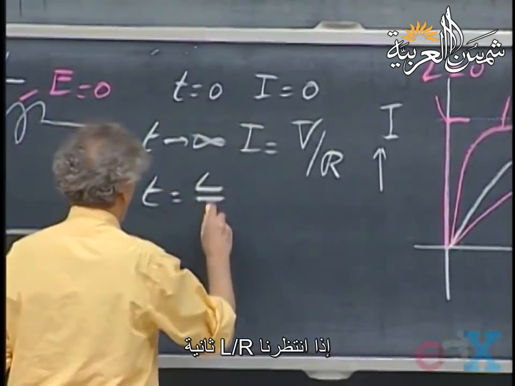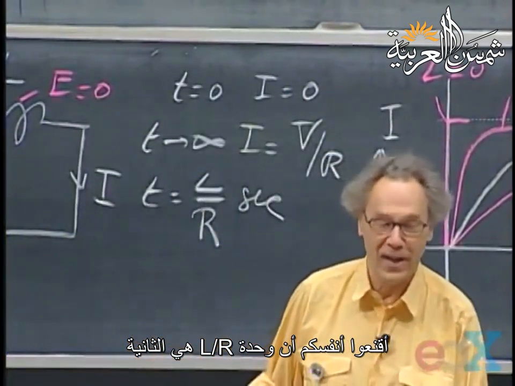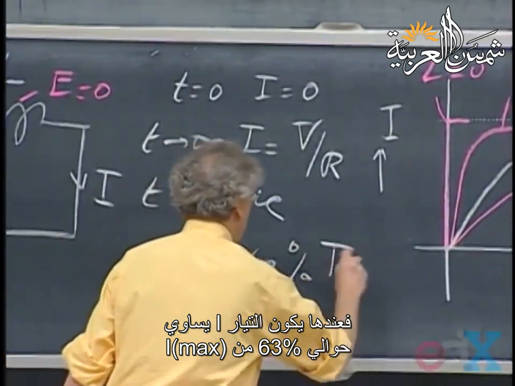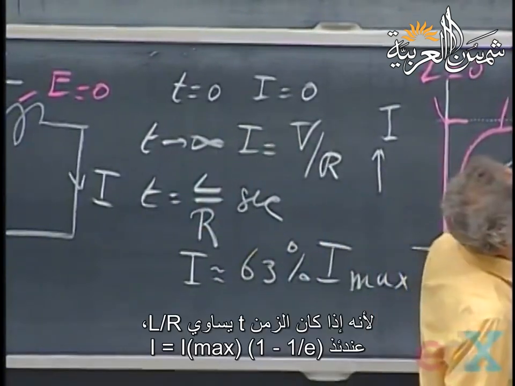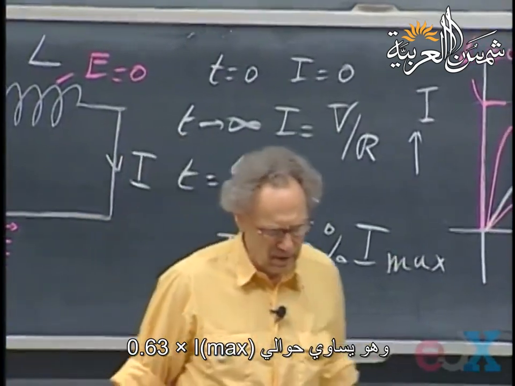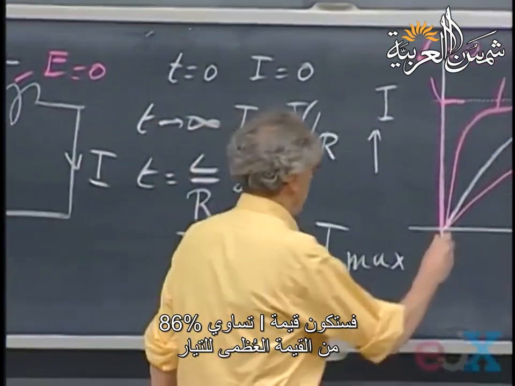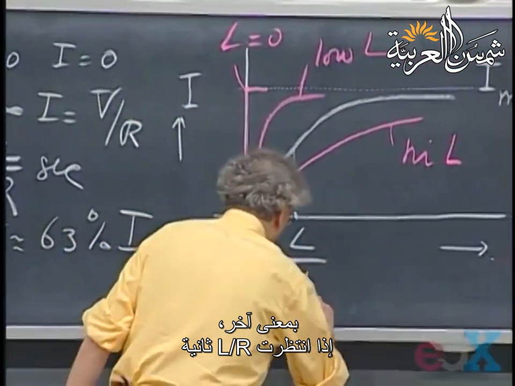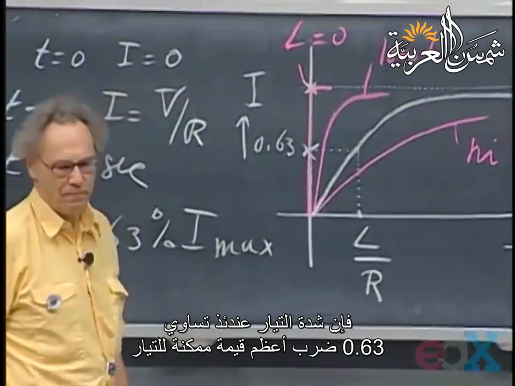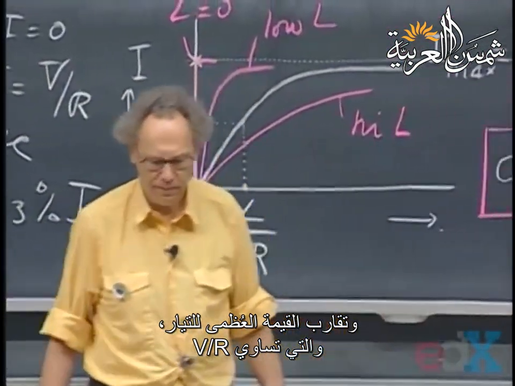If you wait L over R seconds, and believe it or not, if you have some time, convince yourself that L over R as a unit is seconds, then the current I is about 63% of I max. Because if t is L over R, then you get 1 minus 1 divided by e, and that is about 0.63. And if you wait double this time, then you have about 86% of the maximum current. In other words, right here, if I wait L over R seconds, this value here is about 0.63 times the maximum value possible. And it's climbing up and asymptotically approaches ultimately the maximum current, which is V divided by R.